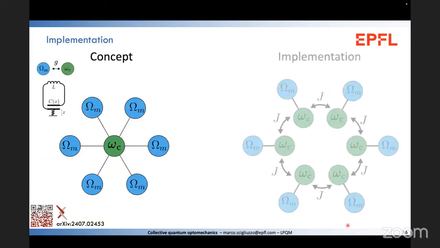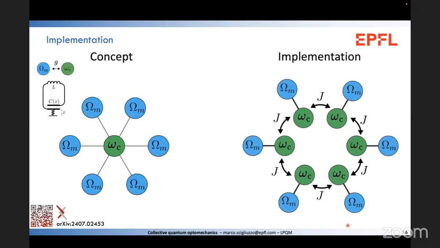So this is the concept. This is our implementation. We're not going to study a single microwave mode, like a single microwave resonator, but a mode of 6 coupled microwave resonators.